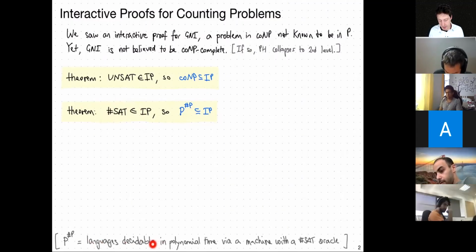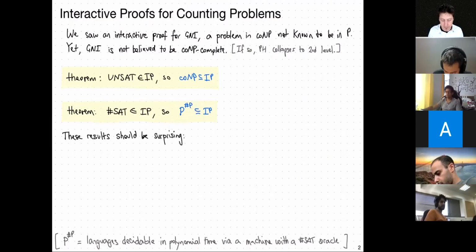And P to the sharp P, what is this complexity class? These are the languages that are decidable in polynomial time via a machine that is given a #SAT oracle. So it's just an efficient algorithm that at any moment in time can turn around and ask the oracle, could you please tell me the number of satisfying assignments of this Boolean formula? The oracle answers and the machine continues computing, and it can do this as many times as it wants, as long as overall it runs in polynomial time. Now, you may or may not be familiar with this complexity class. We won't get into the details. I'll just say that this is an enormous complexity class, way beyond NP and co-NP.